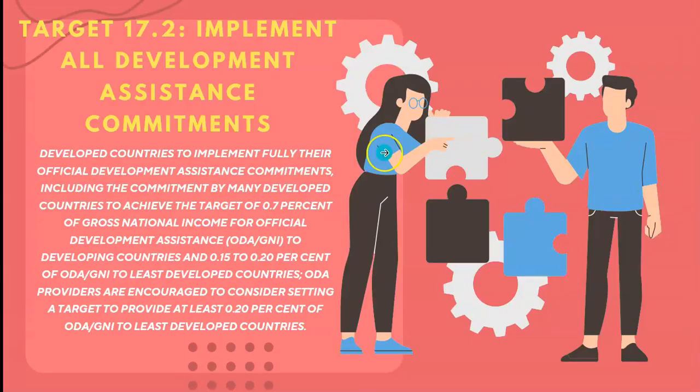So moving forward, talking more about the implementation of development assistance commitments to those other underdeveloped countries. The target is to have 0.7% of gross national income for official development assistance to developing countries and 0.15 to 0.20% to least developed countries.